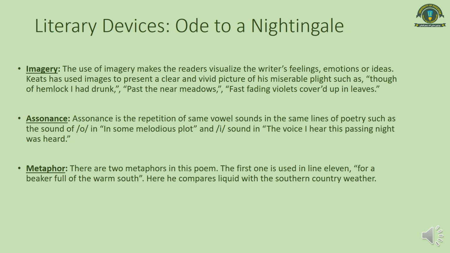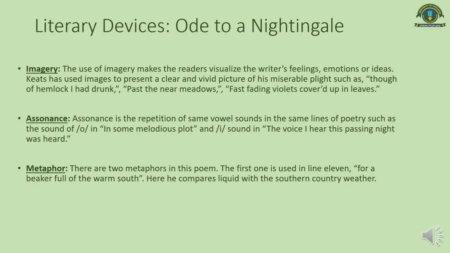Then assonance. Assonance is the repetition of the same vowel sound in the same lines of poetry, such as the sound of O in "some melodious plot," and the I sound in "the voice I hear this passing night was heard." There is a repetition of the same vowel sounds like O, E. He is using the repetition of these particular sounds. In "some melodious plot," the sound of O is constantly occurring. This is assonance.